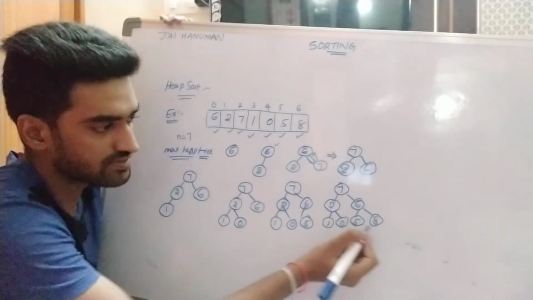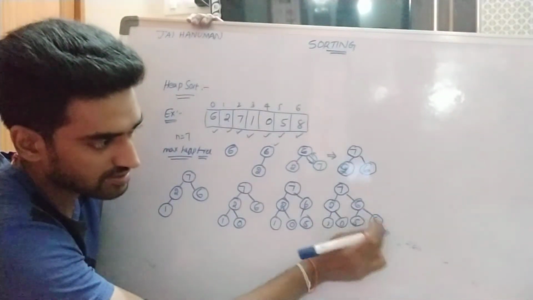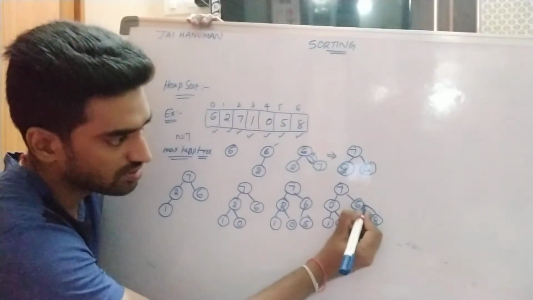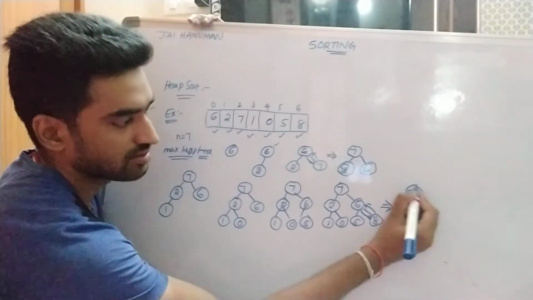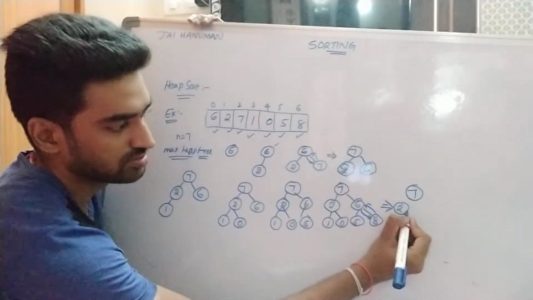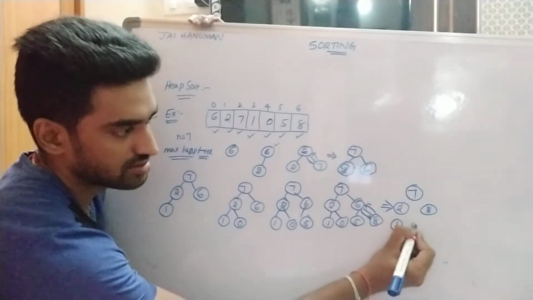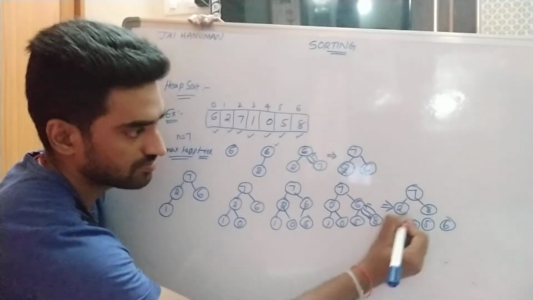This tree does not satisfy the max heap tree property. Why? Because the children node is greater than the parent node. So that's why we are swapping these two. Now the tree becomes 7, 2, 8, 1, 0, 5, 6.